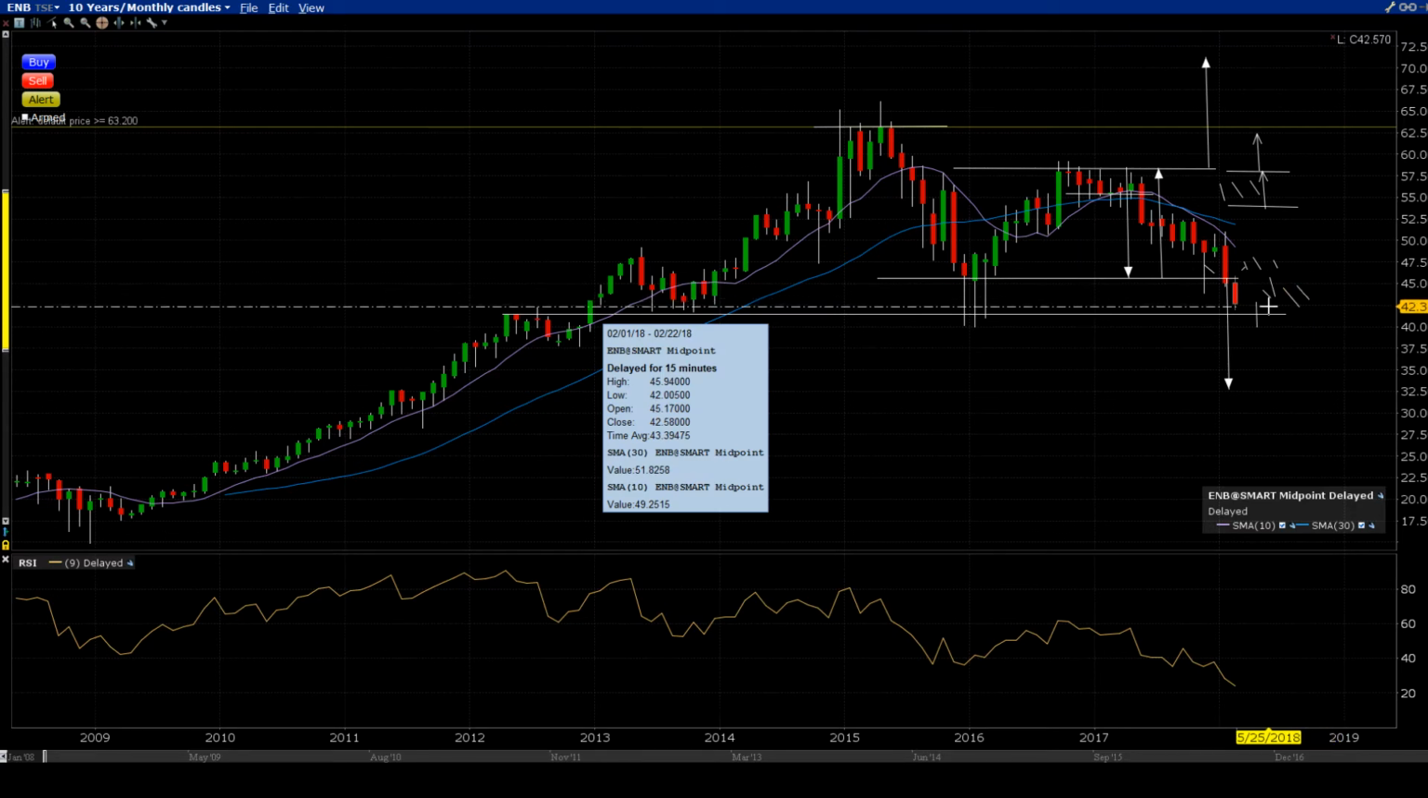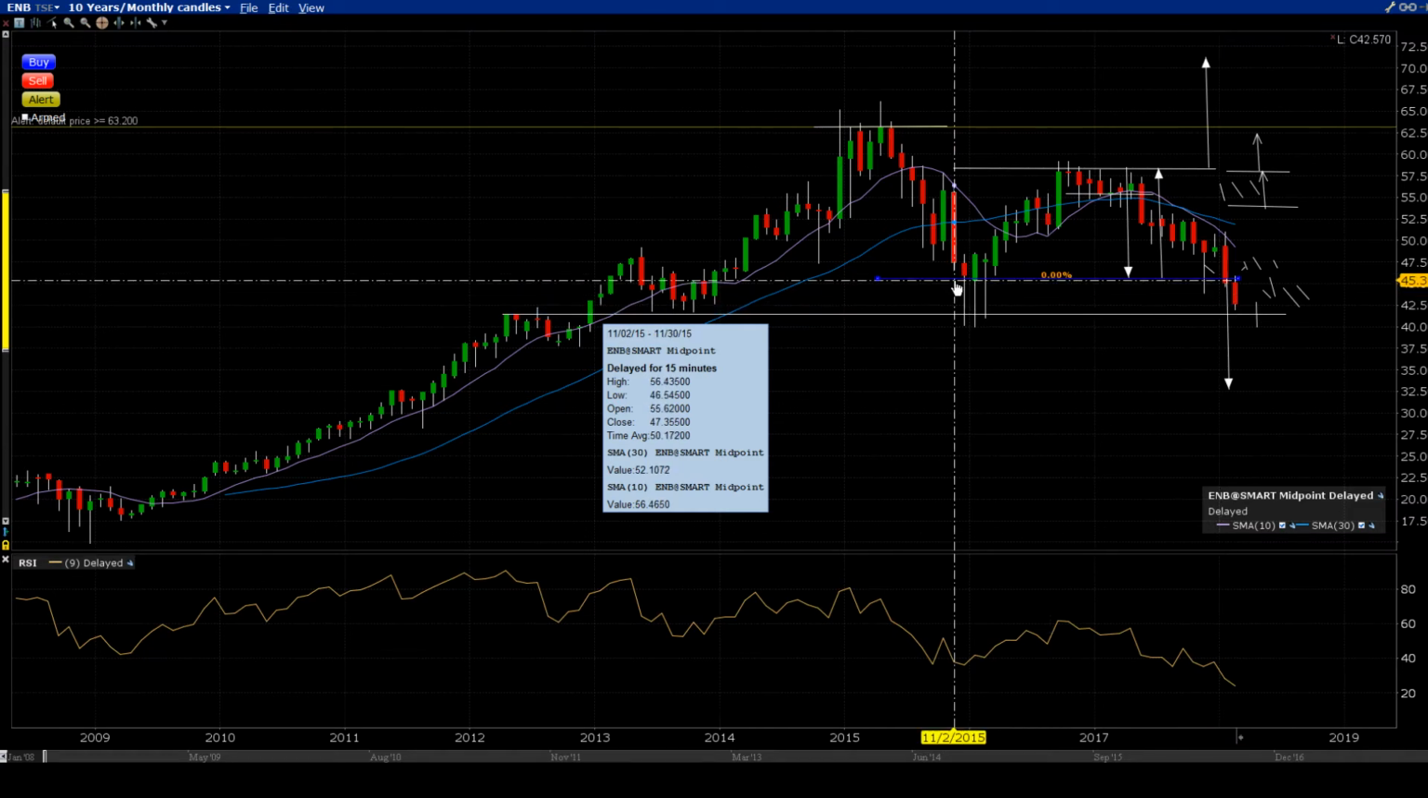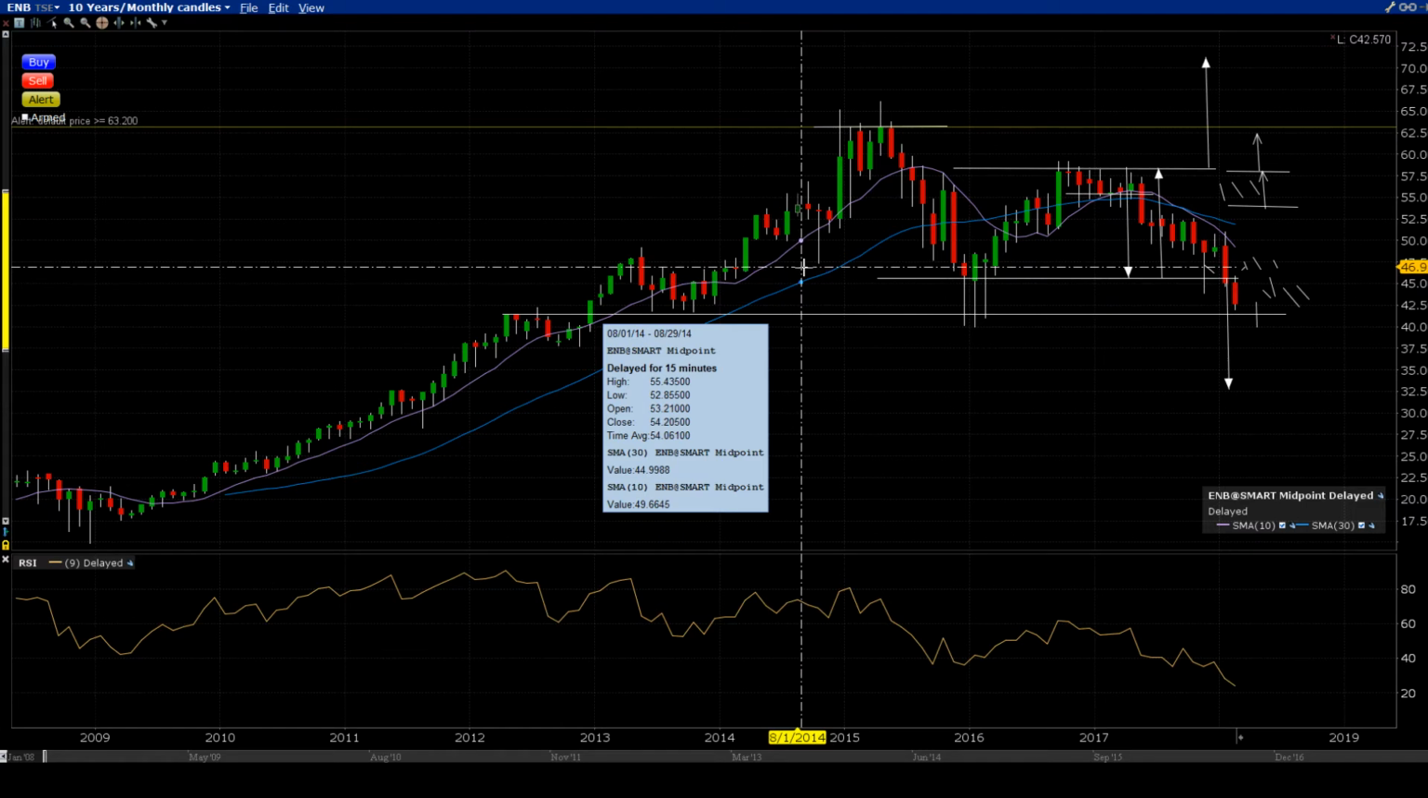Don't get greedy. Be patient. There's no rush. There's always going to be other setups. If you're not sure about it, move on. Put alerts. Come back to it later. Nothing wrong with that.